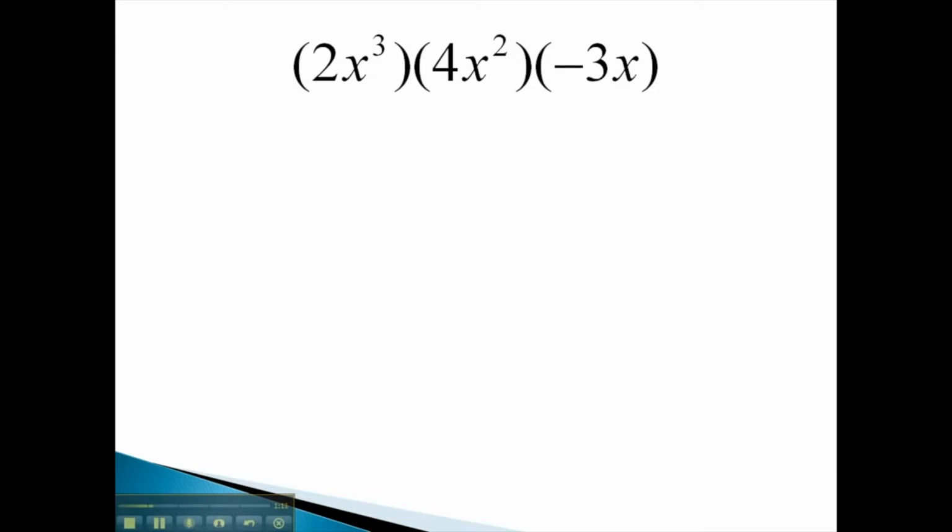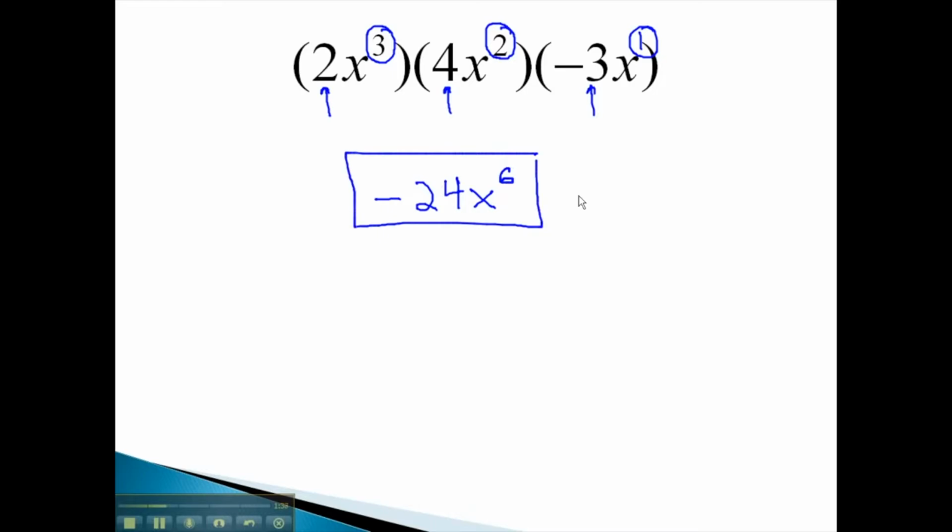In this problem, we see several monomials multiplied together. First, we will multiply the numbers. 2 times 4 times -3 is -24. To find out the number of x's that are multiplied together, we will add the exponents. 3 plus 2 plus 1 is 6. This expression is -24 x to the 6th. Notice when no exponent was written on the last factor, we assume the exponent there is 1.